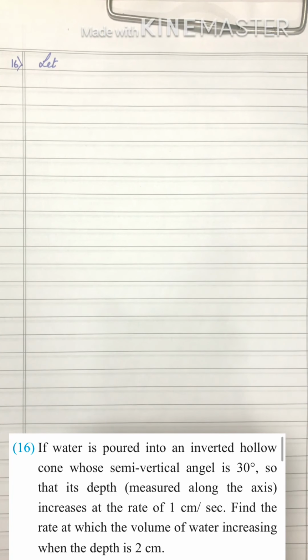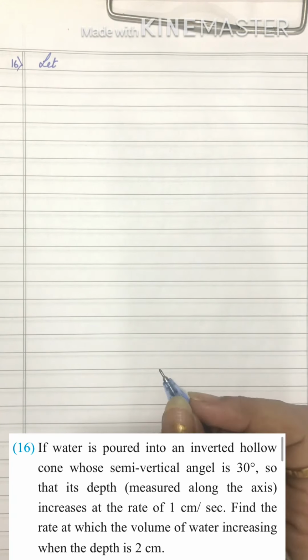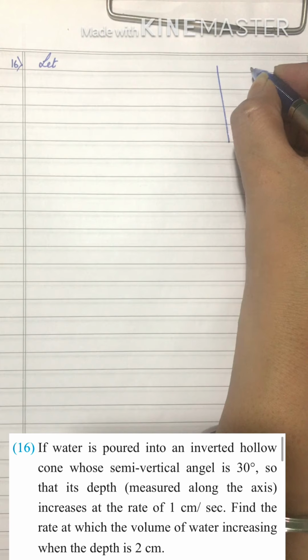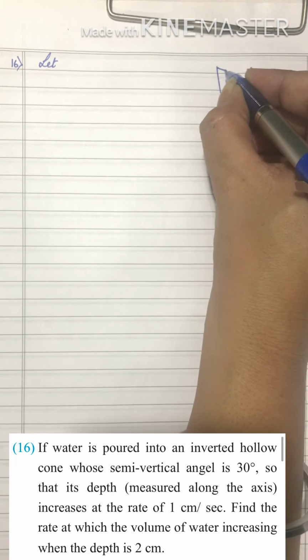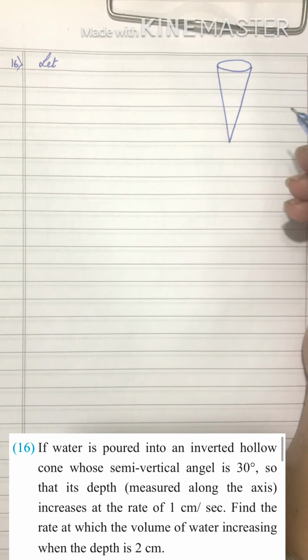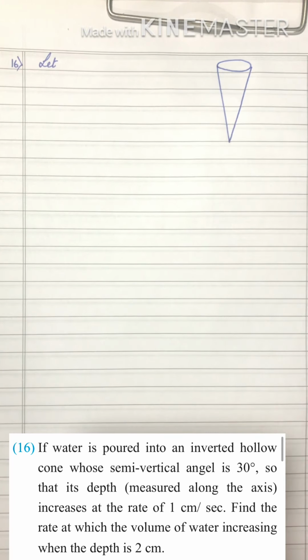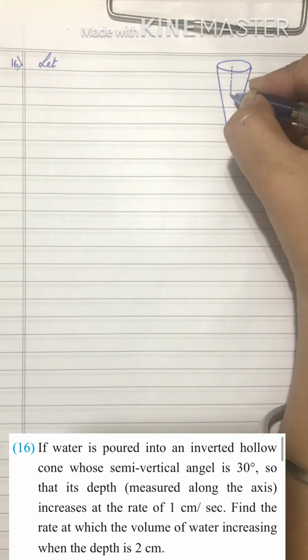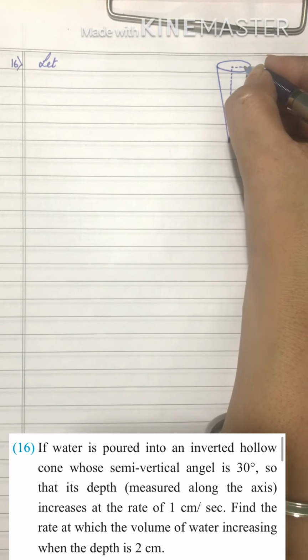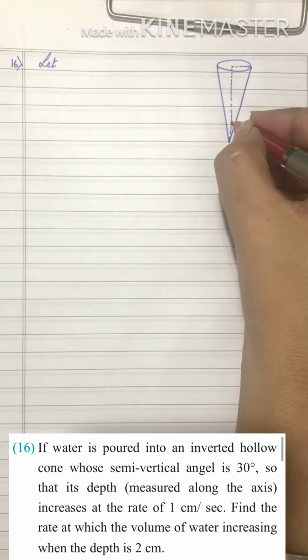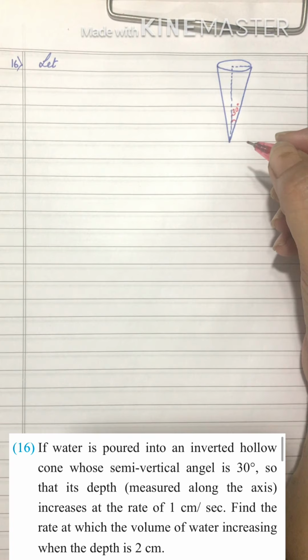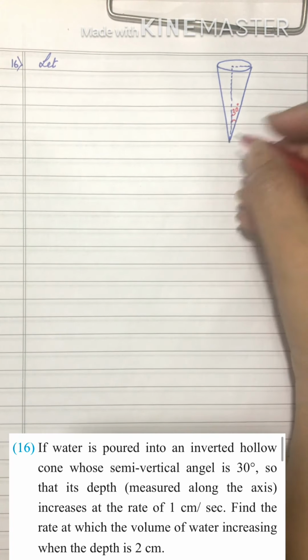Now let's check the last sum of exercise 2.1. This is the 16th sum. If water is poured in an inverted hollow cone, so let's try to draw the figure. There is an inverted hollow cone they are talking about, whose semi-vertical angle is 30 degree. So this is our vertical angle. The semi-vertical angle would be this one. I write it with the red pen here. Semi-vertical angle 30 degree, so that its depth measured along axis increases at the rate of 1 centimeter per second.